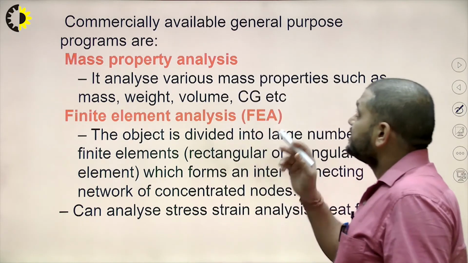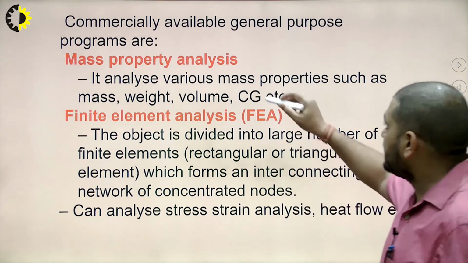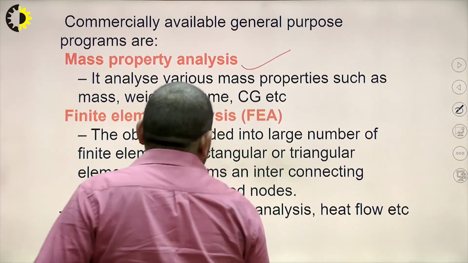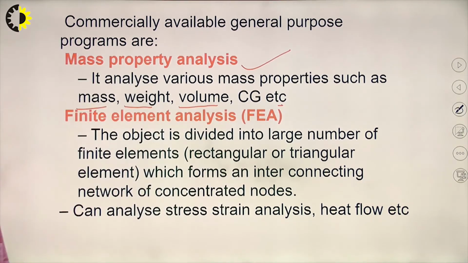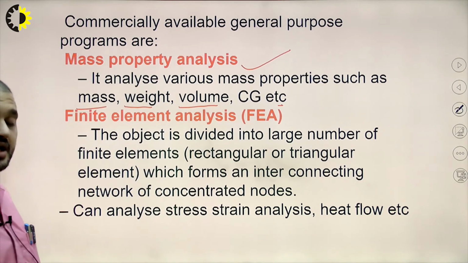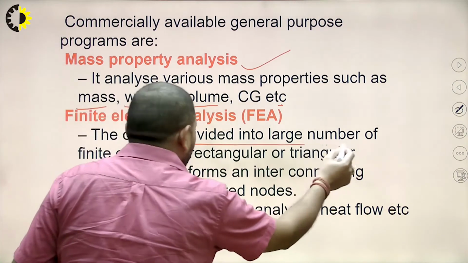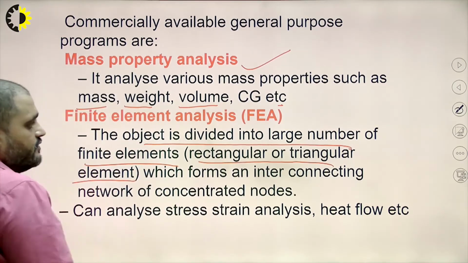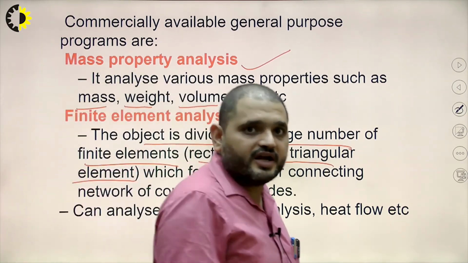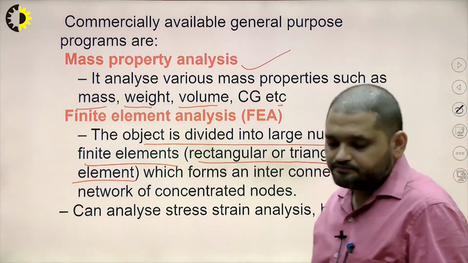Now, commercially available general-purpose programs include mass property analysis, which analyzes various mass properties such as mass, weight, volume and CG. And finite element analysis, FEA, which I already told you about. The object is divided into a large number of finite elements, that is rectangular or triangular elements, which form an interconnecting network of concentrated nodes. So we can analyze stress-strain and heat flow.